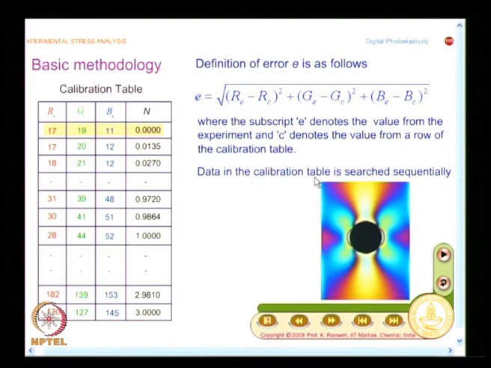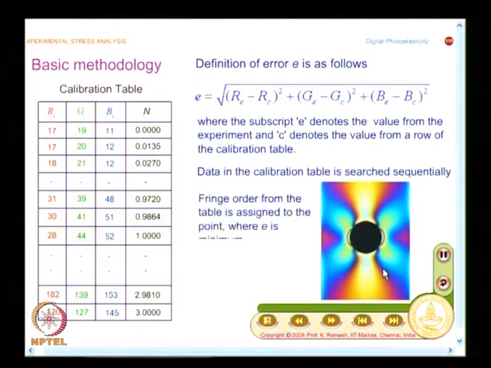So, what you have here is the data and the calibration table is searched sequentially. That is what is illustrated here. I have a yellow bar which moves row by row, and every time you calculate the error E. And I was wanting to find out what is the fringe order here. So, when I reach fringe order 1, the error is a minimum, and from that you find out what is the fringe order. So, you look at that row, you match the RGB values of the calibration table with the experimental data point, and from that row find out what is the fringe order and label the fringe order.